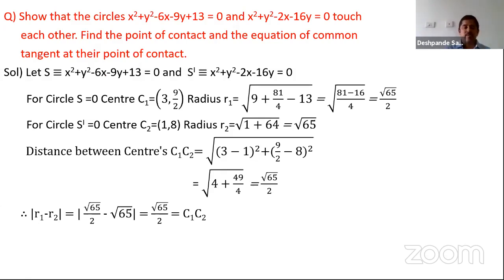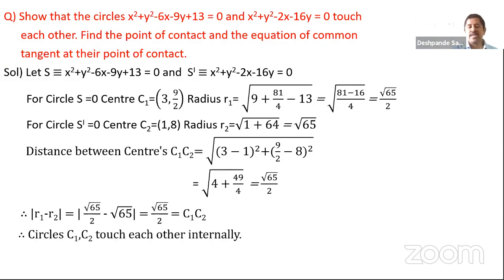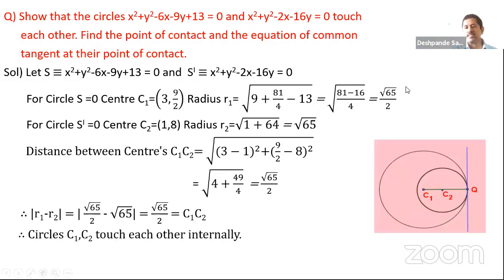So because it is R1 minus R2, the circles should be touching internally. So you'll have two circles touching each other internally. Circles C1, C2 touch each other internally. Now observe the positions of C1, C2 and the position of Q. Where is the point of contact? The point of contact of two circles is at Q. And C1, C2 are lying beside each other.